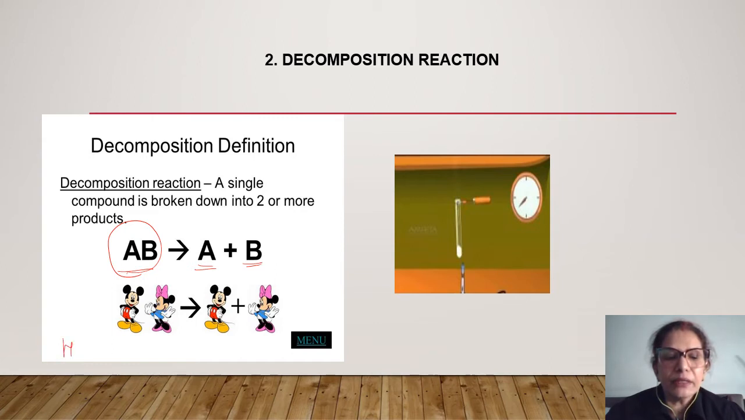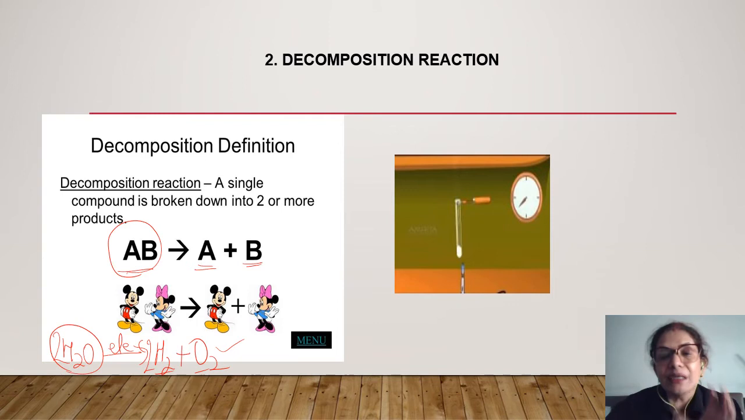Similarly, if we take the example of water in the presence of electricity, it gives H2 plus O2. So again here a single substance is breaking down into 2 substances. Of course, you need to balance this. So this is how the decomposition is taking place. So water is decomposed into hydrogen and oxygen.